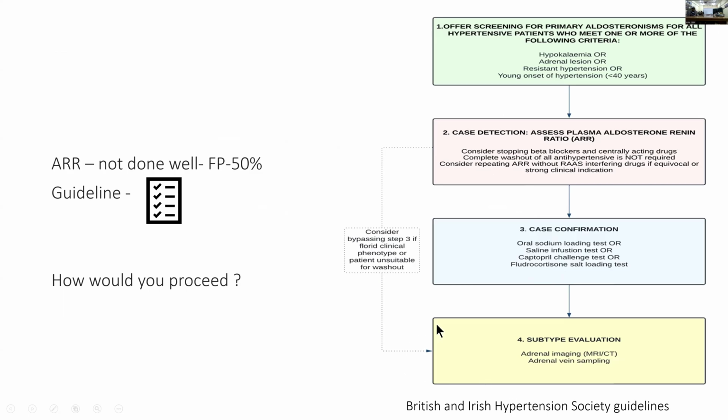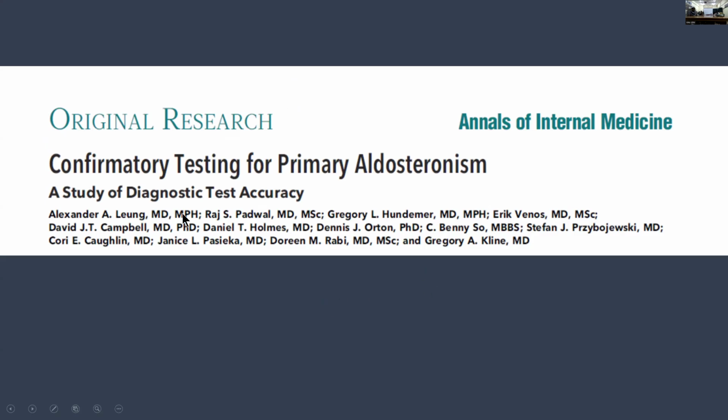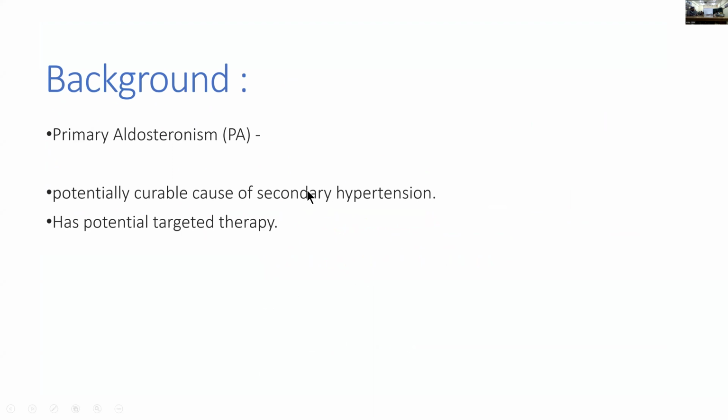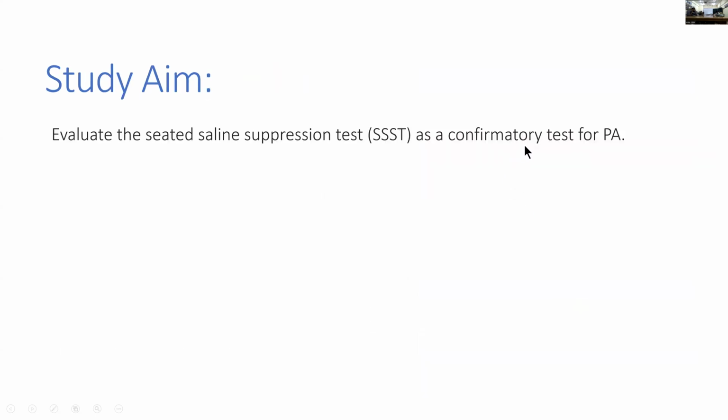To answer this question, we will look at this study, which looks at a confirmatory test for primary hyperaldosteronism. I will be using the Critical Appraisal Skills Programme checklist to appraise this. We know that primary hyperaldosteronism is a curable cause of hypertension. You can even cut down on antihypertensives. There's a targeted therapy for that. Based on the current algorithm, if your ARR is high, you need to do a case confirmation followed by definitive management. Here they're looking at one of the tests, the seated saline suppression test, and how good it is as a confirmatory test for diagnosing primary hyperaldosteronism.